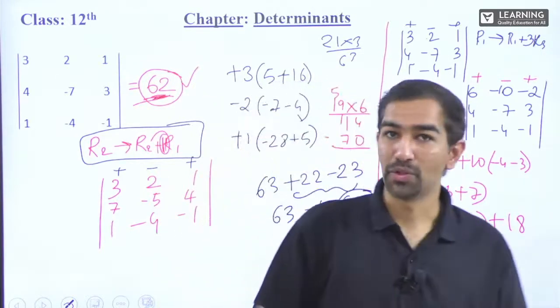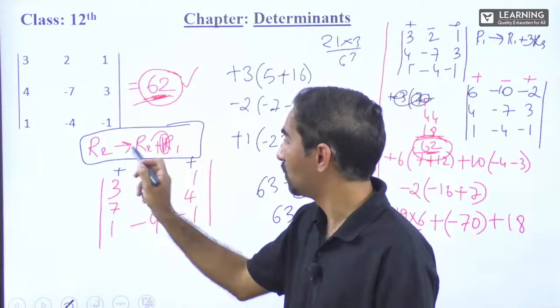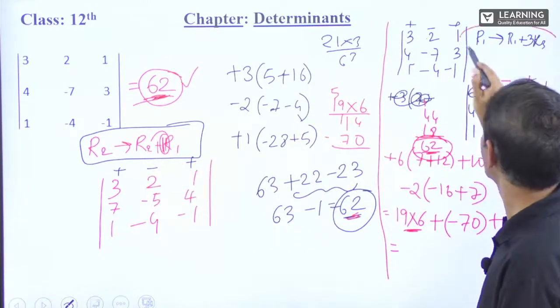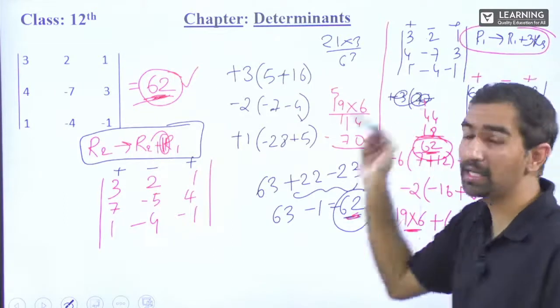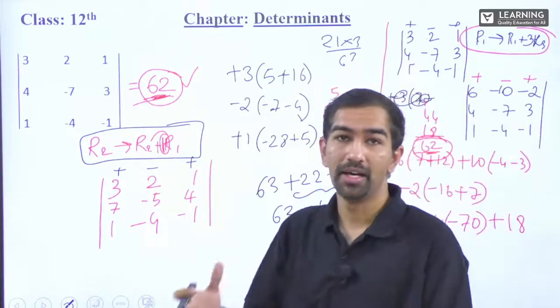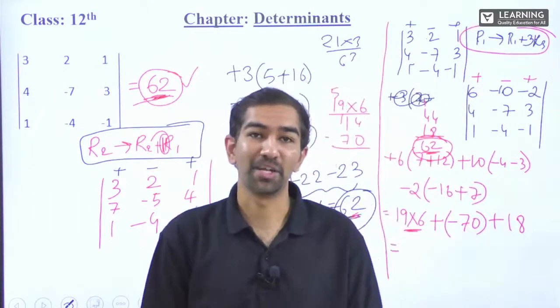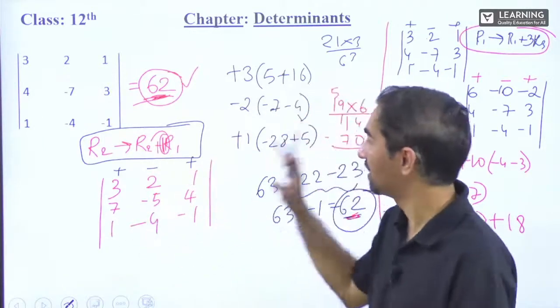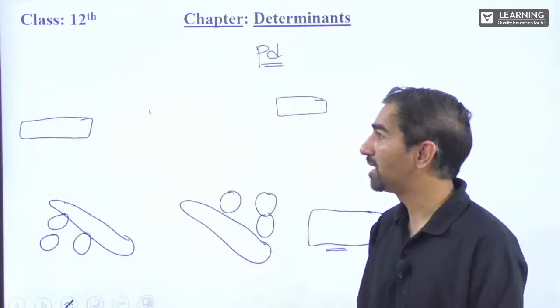Which means, here we had used R2 is equal to R2 plus 1 R1, and here we have used R1 is equal to R1 plus 3 times of R3. Equimultiples of another row, and still we are getting the same answer. Are you getting this? So this is property number 6. Another example we have seen. Moving on to the last slide.